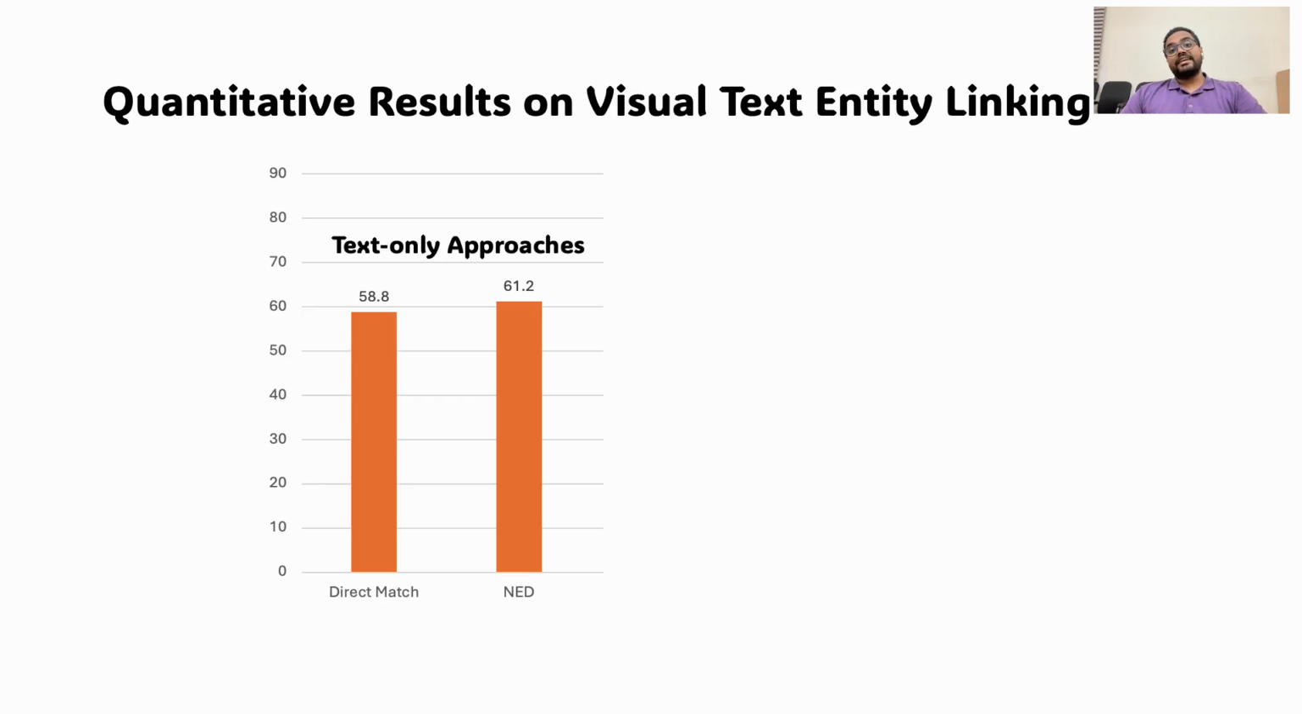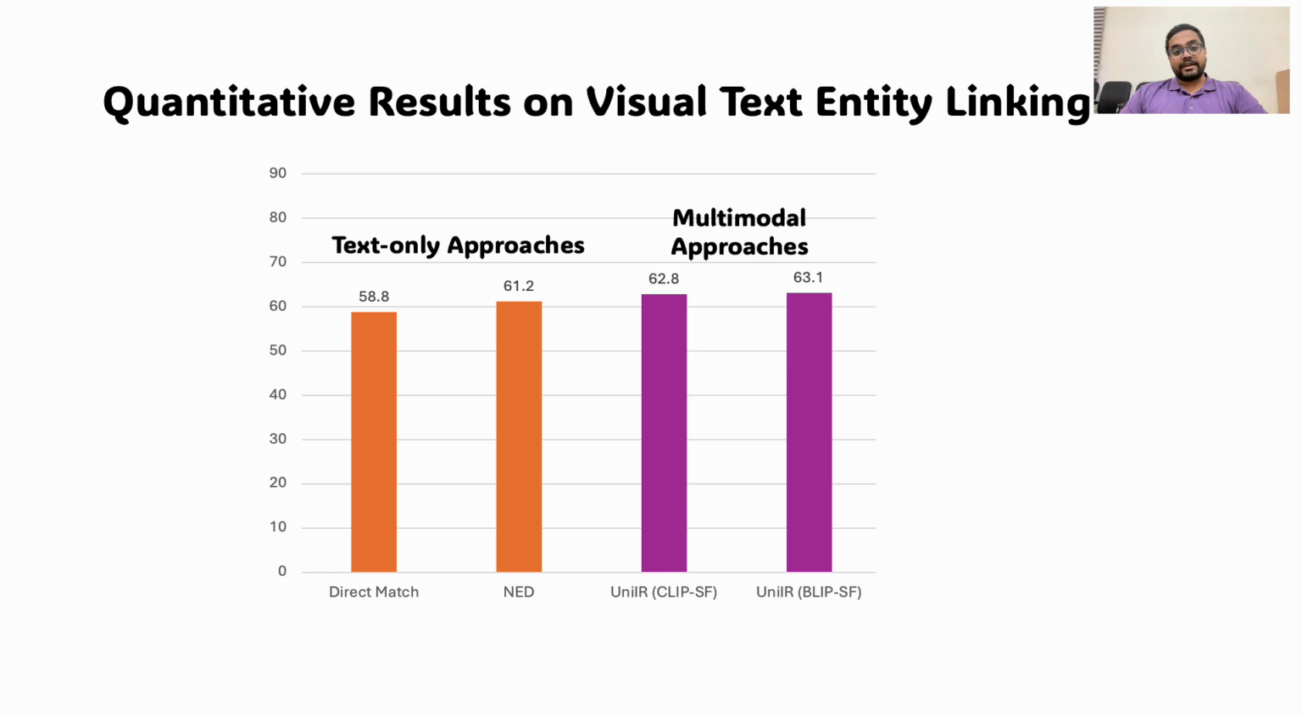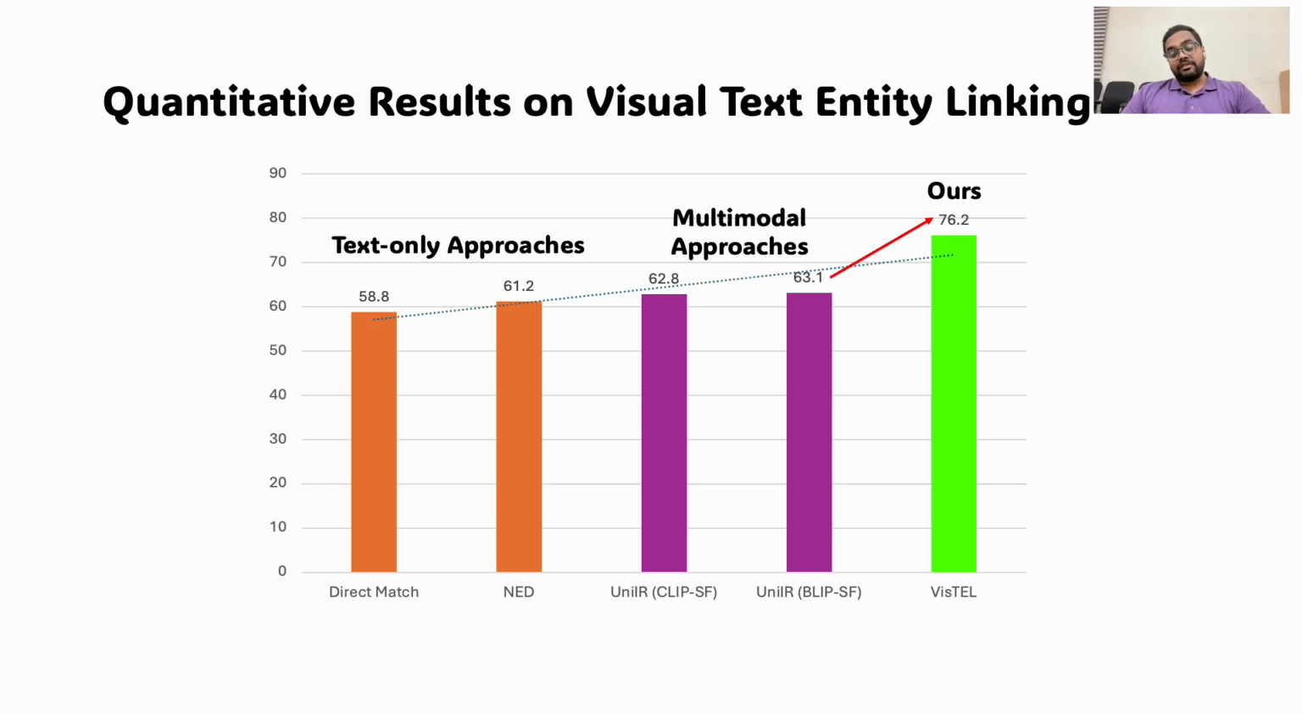And also on the text entity linking performance. So we can see the direct entity match based result we have shown, and we have also shown the result from edit distance based entity linking. And further, we also consider two recent multimodal approaches which are based on CLIP and BLIP, right? So these multimodal approaches also consider the image, however, our VisTEL model, owing to its exceptional capabilities with the help of specialized modules like DBNet and PARSeq, is able to outperform these multimodal approaches as well, apart from the text-only models.